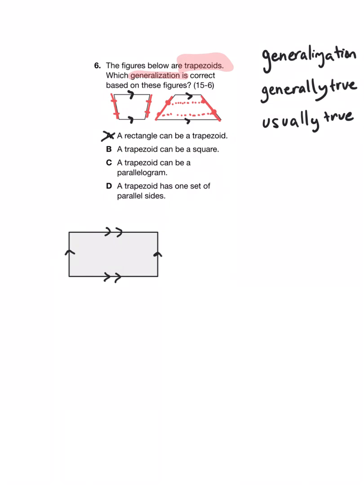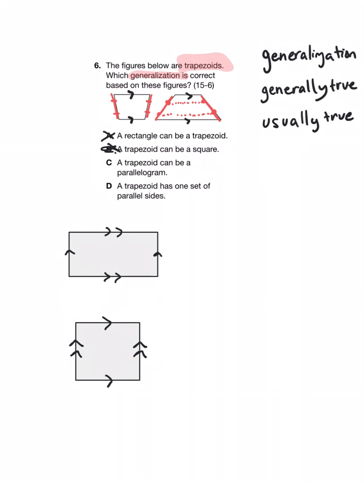B, a trapezoid can be a square. I'm going to say no for that one as well. And the reason is because a trapezoid can only have one pair of parallel lines. But by definition, a square must have two sets of parallel lines, and then each side has to be of equal length, which we probably already know. So opposite sides for a square have to be parallel. So I'm going to get rid of choice B.